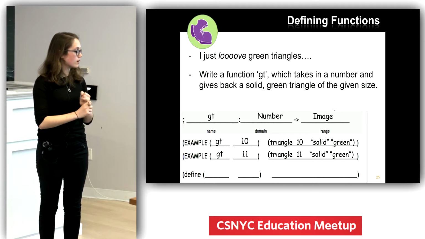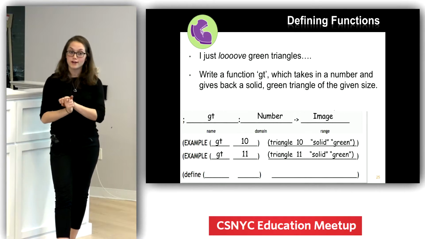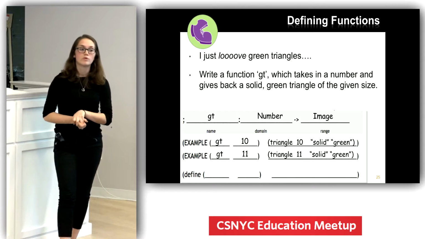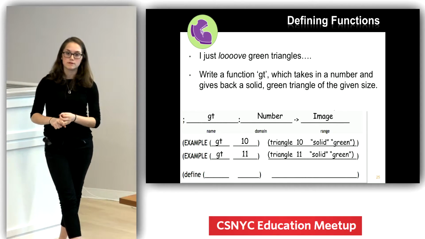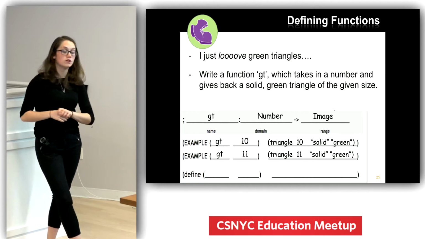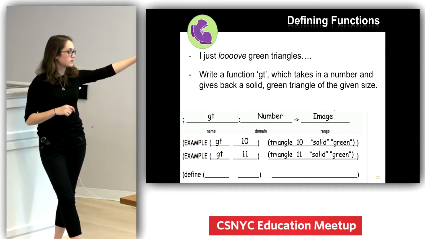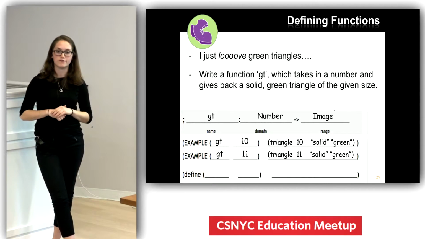So we have our contract, we have our examples. The next part is the part that every adult and student forgets. We want to circle and label our examples before we move on to the definition of the function. So the parts that we circle are the parts that are changing. Which parts change from example 1 to example 2? What's different?